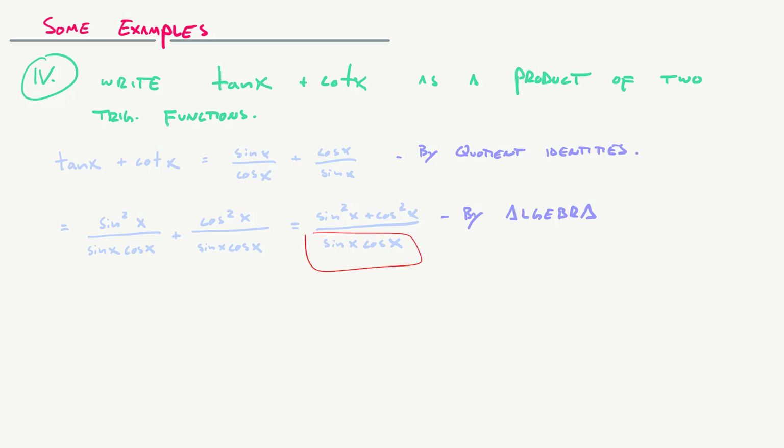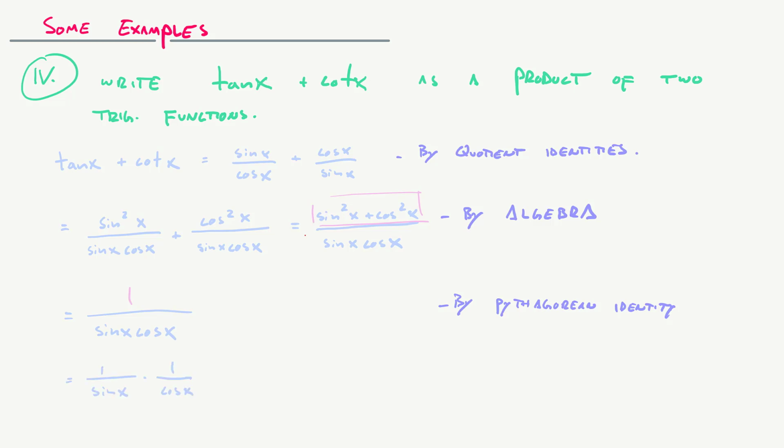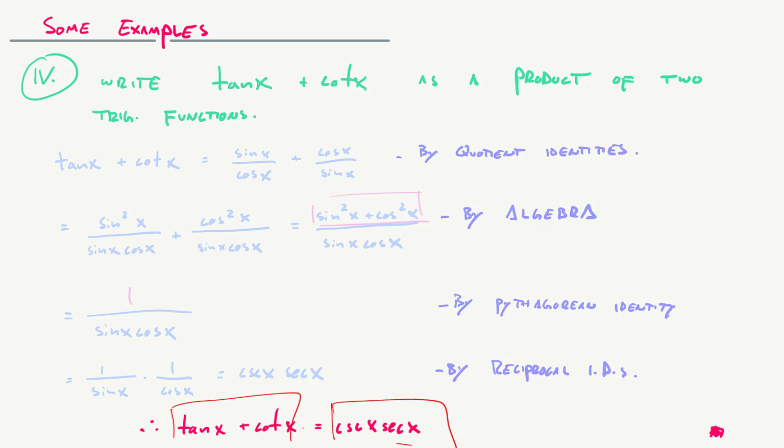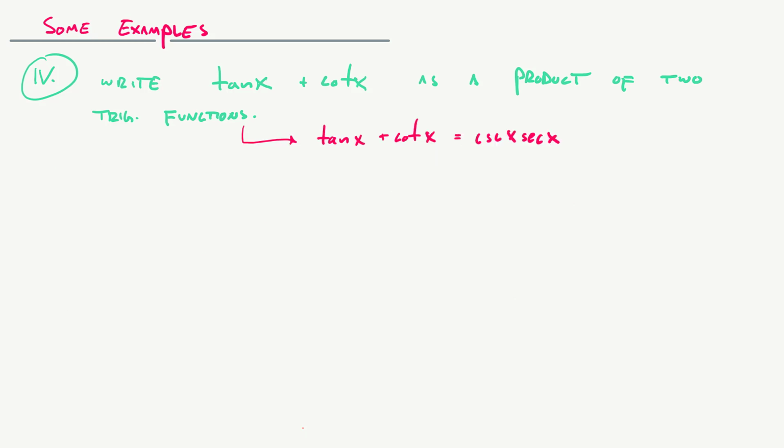The numerator, you might see, is 1. It's sine squared x plus cosine squared x. That's 1 by a Pythagorean identity. And now we don't have an addition anymore. So things are looking pretty good. 1 over sine x cosine x could be rewritten as 1 over sine x times 1 over cosine x, which by some reciprocal identities is just cosecant x, secant x. And so that's the same as tangent of x plus cotangent of x. If you graph this on Desmos and then graph this on Desmos, they're going to overlap and be the exact same function. Now again, you might wonder, how is this useful?